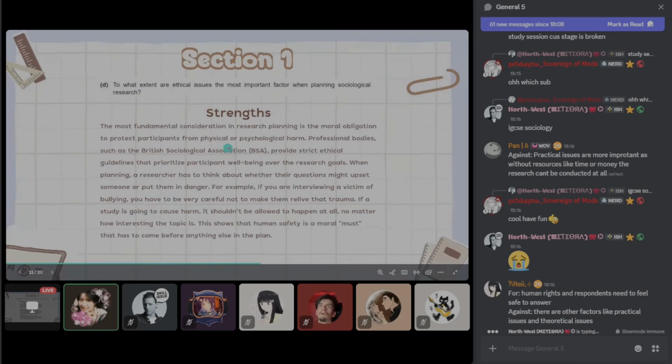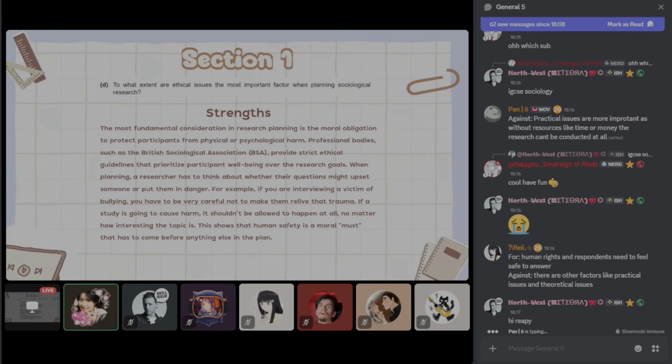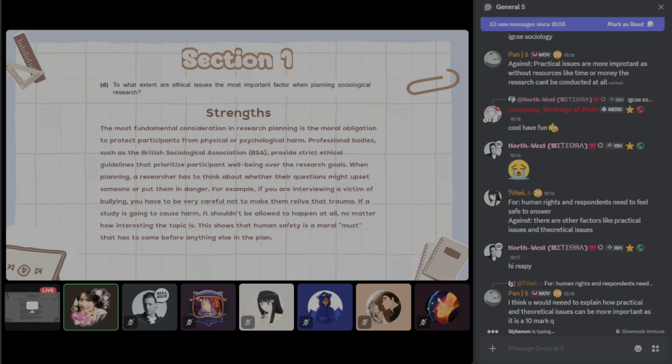I personally took the point that moral obligation is to protect participants from physical or psychological harm. Of course I used the PEEL method: point, evidence, explanation, and link. Professional bodies such as the British Sociological Association, that is the evidence, provide strict ethical guidelines that prioritize participant wellbeing over research goals. And the first sentence, that's my point. When planning, a researcher has to think about whether their questions might upset someone or put them in danger.